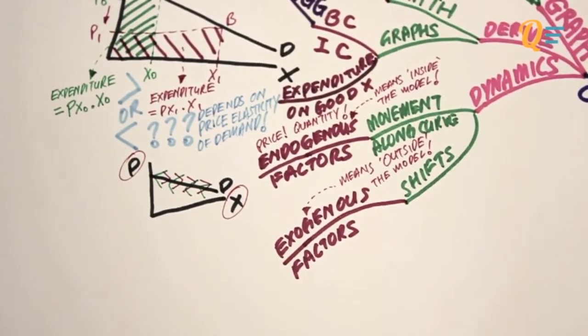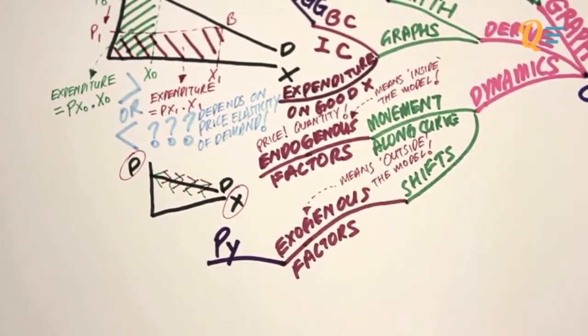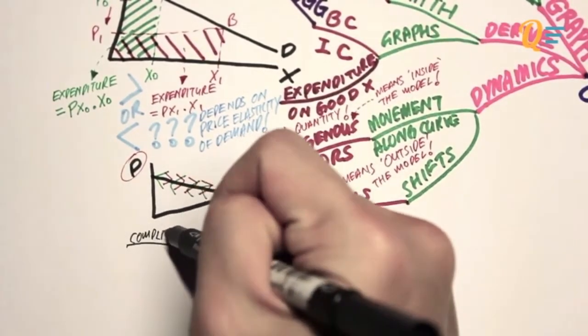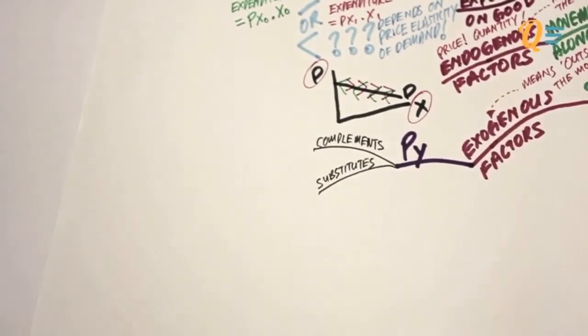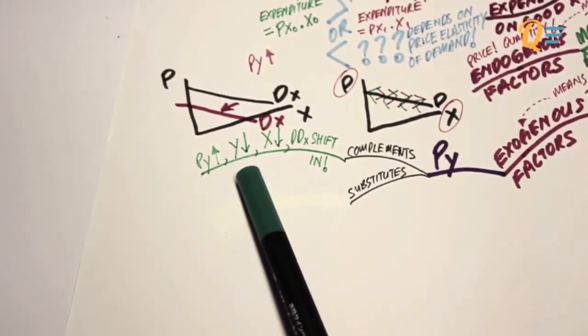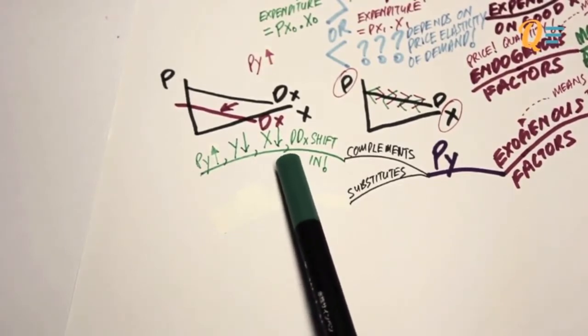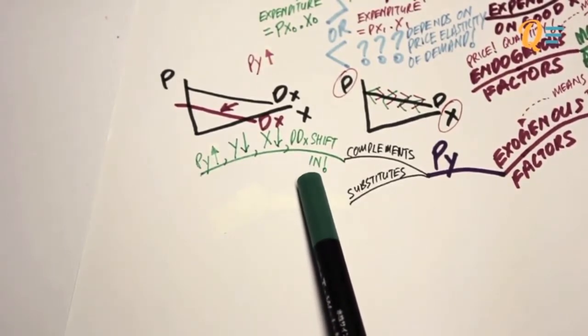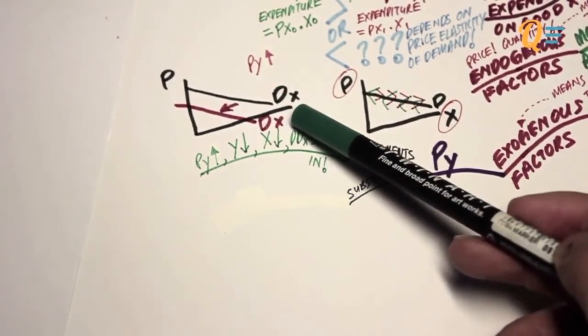And one of these exogenous factors could possibly be the price of Y. Well, you might be wondering, what does good Y have to do with this? But what if X and Y are complements? Well, maybe they are substitutes. So if they are complements and the price of Y were to increase, according to the law of demand, this would cause the quantity demanded for Y to decrease. And because they are complements, the quantity demanded for X will decrease as well. Therefore, the demand curve for X is going to shift inwards to the left, just like this.